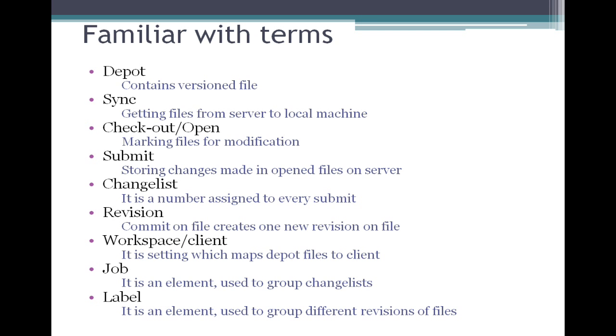Okay, then the job is an element used to group the change list. So a job is mainly used for tracking bugs or tracking any enhancement or feature in the product. Okay, so I want to resolve this particular bug reported by a client. Developers can look at the bug and check in, but as a manager, if I want to see whether this bug is fixed, or what change was made for this particular bug, there's no way I can track it.